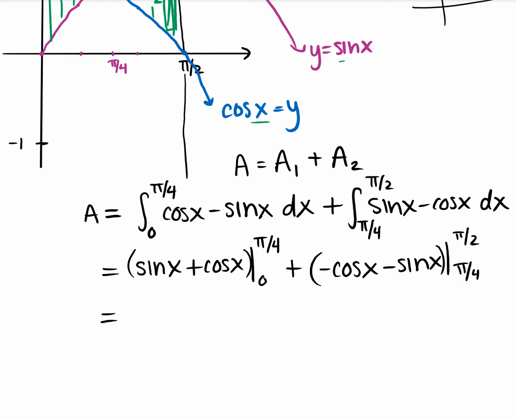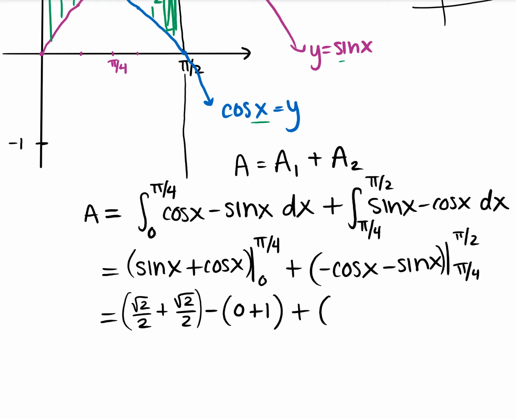All right, so let's put in pi over 4. Sine of pi over 4 is root 2 over 2. Cosine of pi over 4 is root 2 over 2. Minus, right? Let's put in 0. Sine of 0 is 0. Cosine of 0 is 1. So don't just assume that because we're putting in 0, it's going to be 0.